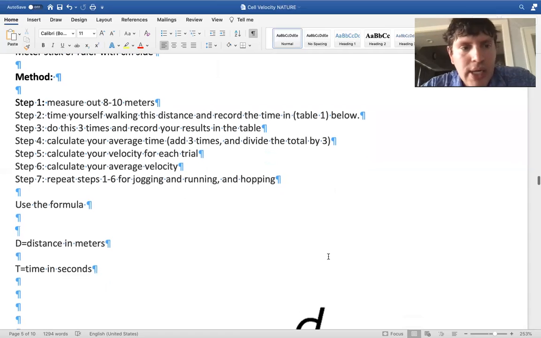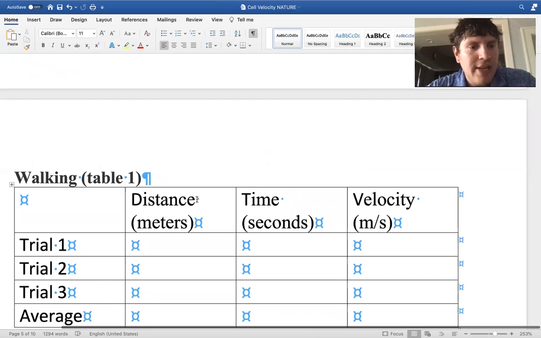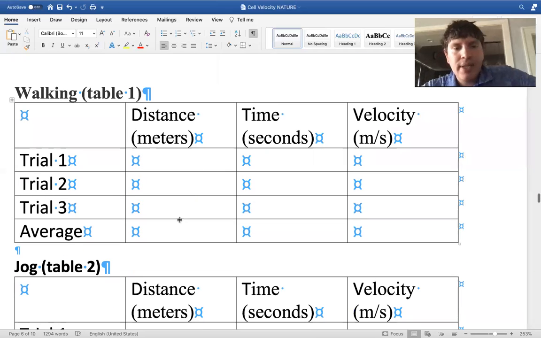Calculate velocity for each trial. And then again, you're going to go through this again for walk, jog, run, hop. So again, your tables are here. So walking distance will all be the same depending on what your distance is. If you did 8 meters, great. If you did 10, so if you did 8, you'll put 8 down here. If you did 10, you'll put 10 down here, and your average will probably be the same.